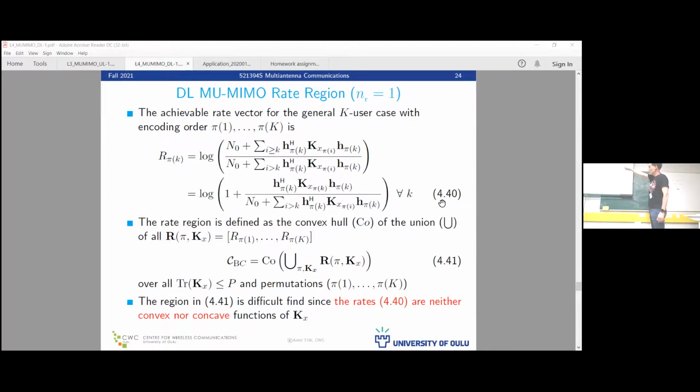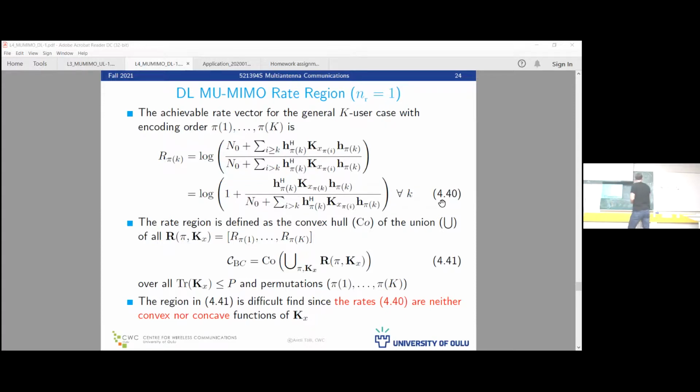So now here I introduce this pi vector. Pi is now any arbitrary ordering of indices, right? If you have 10 users, then you have choose 10 combinations, right? Any combination, but then you should just fix the encoding order depending on your priority. If you choose that user 5 has the highest priority, it should be encoded first, decoded last, right?